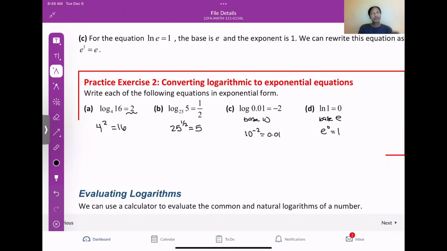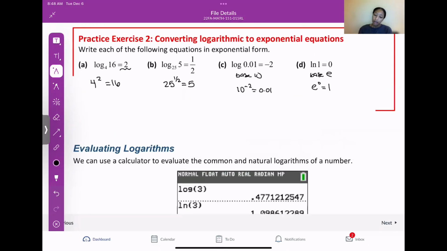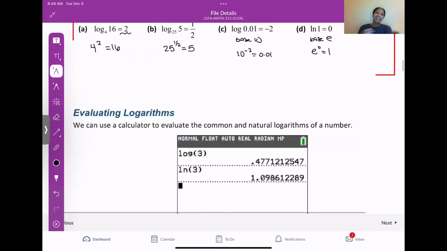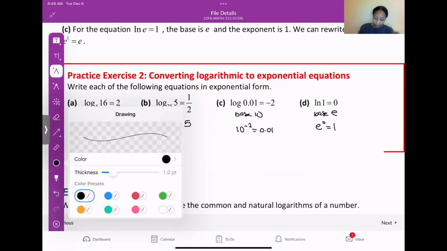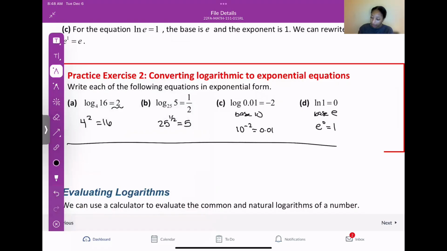Now that we've practiced going back and forth between logarithmic form and exponential form, next we want to practice actually evaluating logarithms. So what if all 3 of the parts aren't there? What if we're just given the base and the output and we have to find the exponent? How do we actually evaluate these? Using your calculator for the most part. But for some logarithms, we might be able to solve them without a calculator.